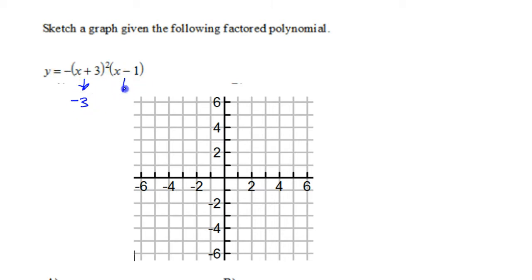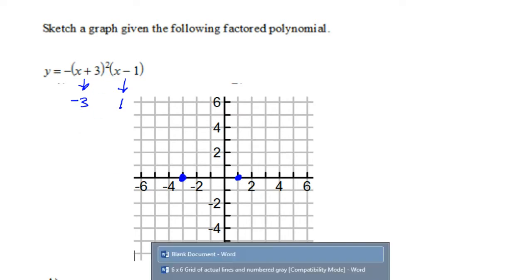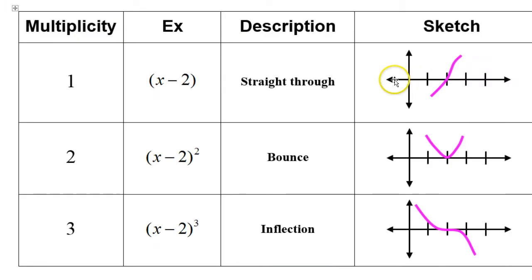You just leave it out there and don't do anything with it until later. Now this factor of x minus 1, that's going to give us a 0, a root, an x-intercept of positive 1. So I'm going to have an x-intercept at positive 1, and we'll have one at negative 3. Now, we need to look at a chart such as this one and pay attention to the behavior of the graph at the x-intercept, because that's going to depend on the multiplicity of the factor.